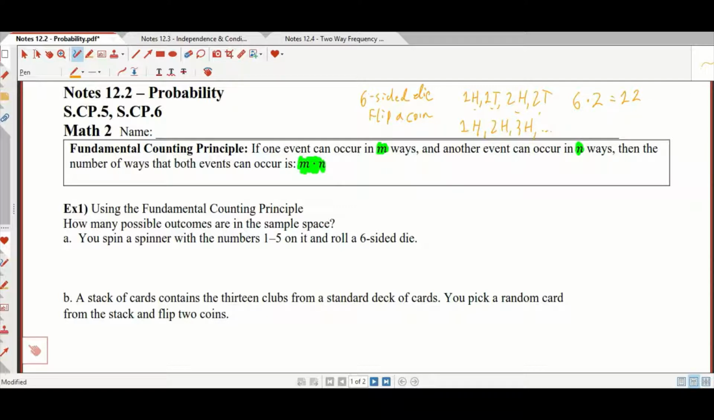So let's use the fundamental counting principle. How many possible outcomes are there in the sample space? You spin a spinner with the numbers 1 through 5 on it and roll a six-sided die. Well, a spinner with 1 through 5 has 5 different outcomes, and a six-sided die has 6. And that's going to be 30 possibilities. You can actually think about that. On your spinner, you can get 1, 2, 3, 4, 5, and then you can get a 1 and a 1, a 1 and a 2, a 1 and a 3, a 1 and a 4. The problem is we'll be here forever if we do it that way. So we want to use this shortcut, the fundamental counting principle.